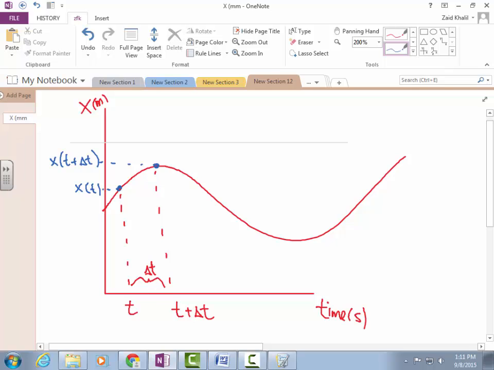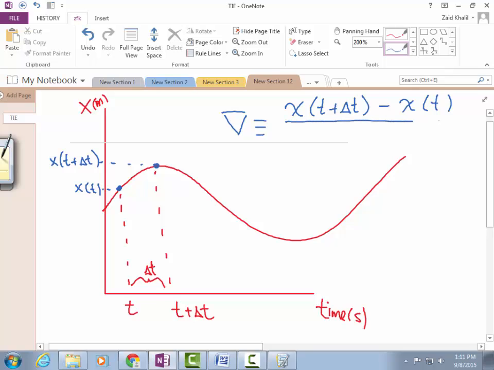So what is the definition of slope? Slope is rise over run. So the average velocity is defined as the change in position, right? This is the initial, that's the final, divided by the change in time. And what's the change in time here? Delta t. So the change in time is delta t. But what does this actually specify?